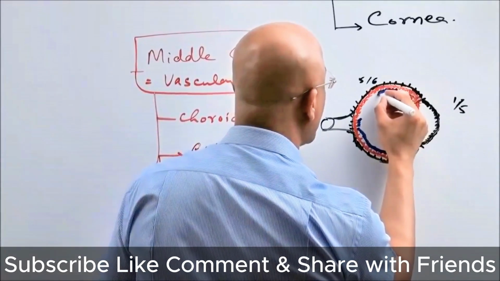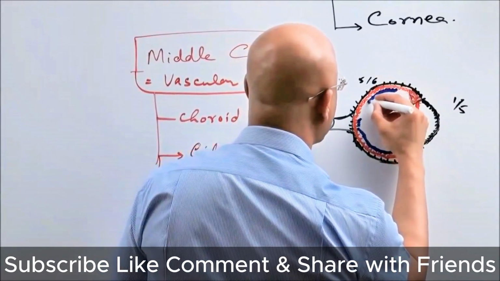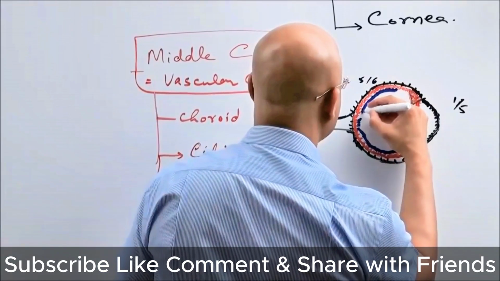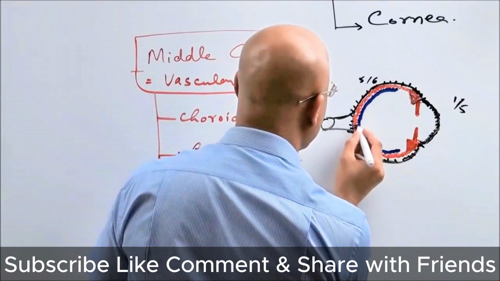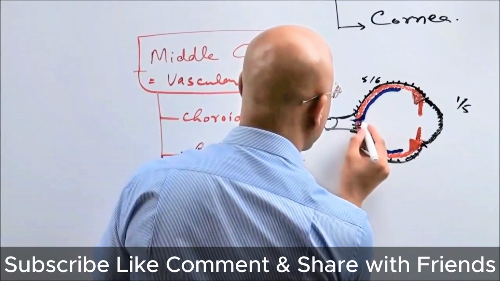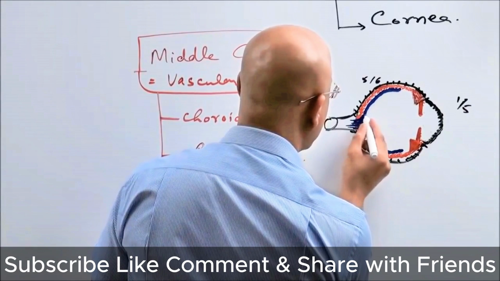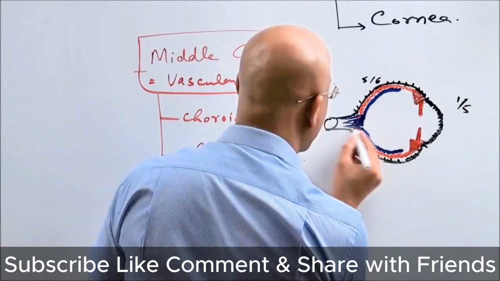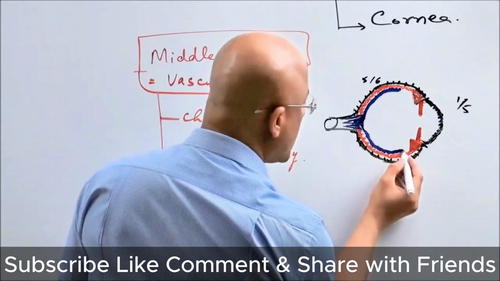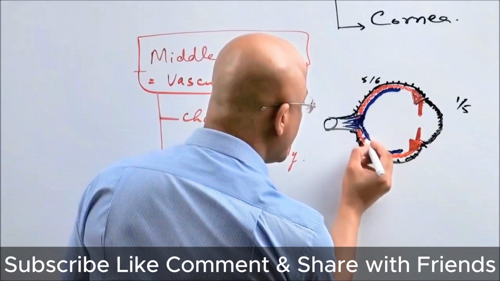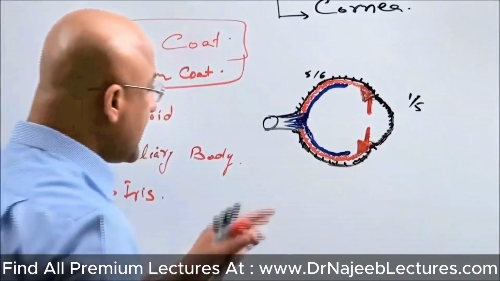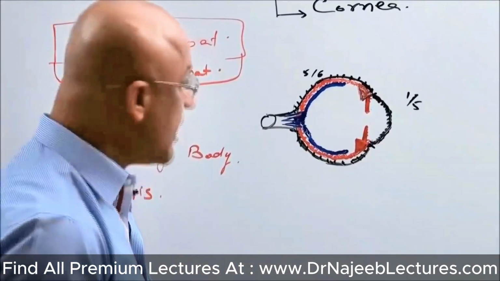Now the retina, as you know, has the most important sensory components called rods and cones, which are sensitive to light. From the retina, these are the nerve fibers going. This retina, which I have made here, is the sensory layer.